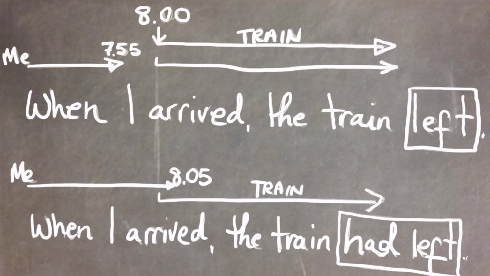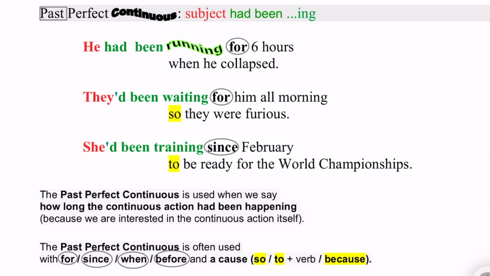So when I arrived, the train had left. This explains that the train left before I arrived. Now we have the past perfect continuous tense, formed with the subject and had been plus the verb in -ing. Have been is the present perfect continuous tense and had been is the past perfect continuous tense.